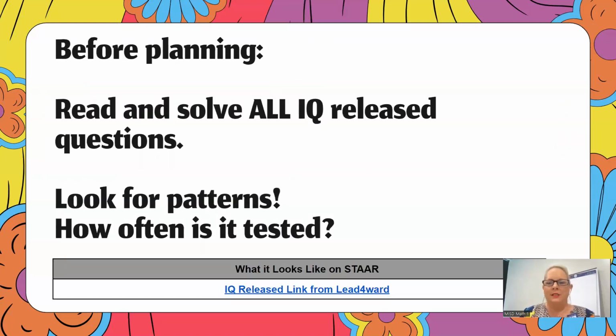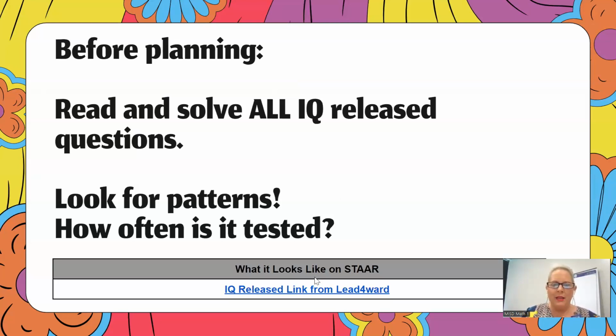So here's the big deal. This is what we want you to do before planning. Read and solve. Read and solve. Don't just read. Solve all STAR release questions. Look for patterns. That's what we talked about. Look for things that are similar among the questions, and then look at how often it's tested.